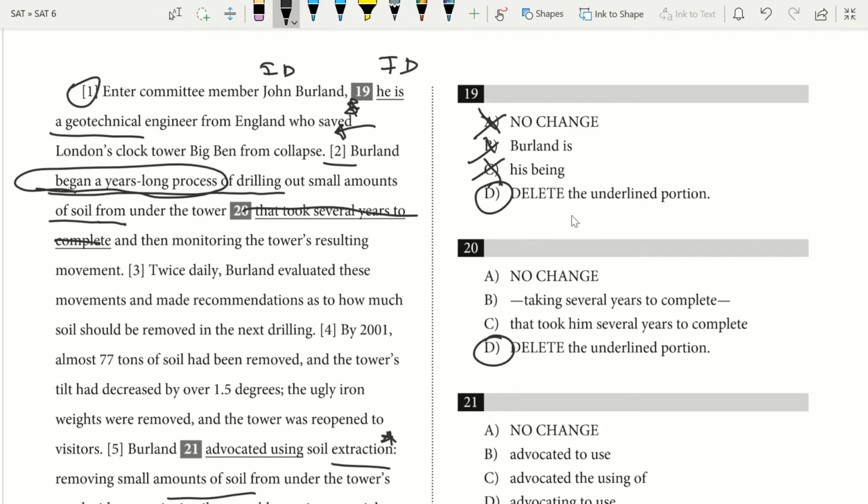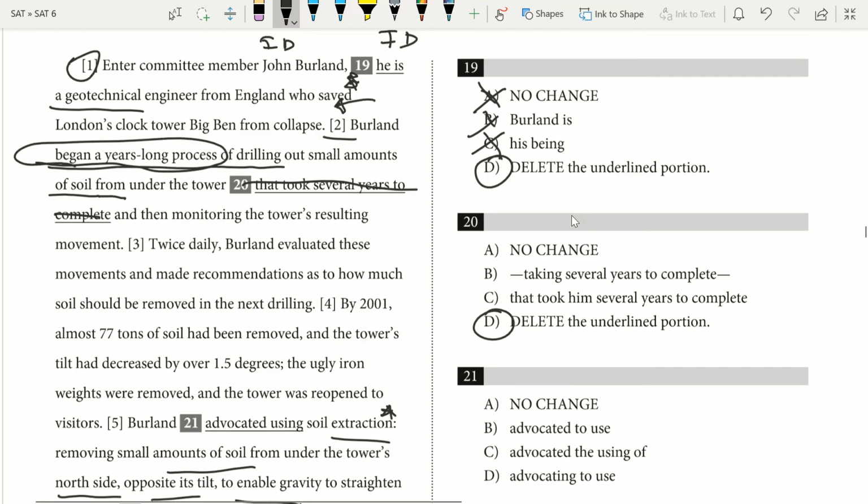Twice daily, Berland evaluated these movements and made recommendations as to how much soil should be removed in the next drilling. By 2001, almost 77 tons of soil had been removed, and the tower's tilt had decreased by over 1.5 degrees. The ugly iron weights were removed, and the tower was reopened to visitors. Berland advocated using soil extraction.